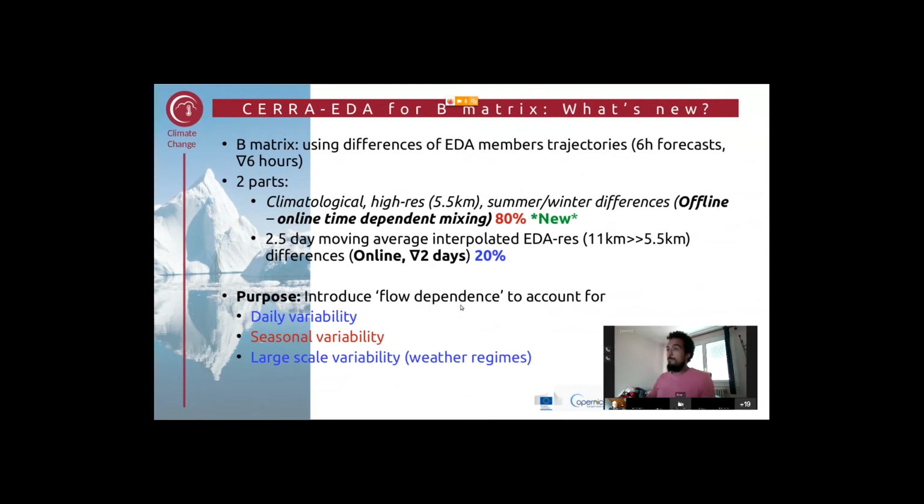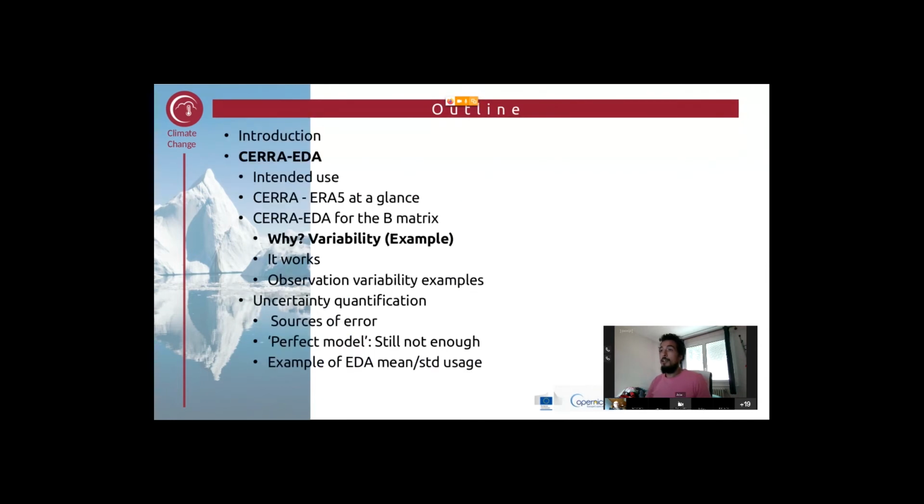And the purpose of each of these parts is the red one, which is the climatological one, is to address seasonal variability, okay? And the blue one, the online EDA, is to address daily variability. And actually we found, which I'll show shortly, that it can account for large-scale variability, but that wasn't its intended purpose, but that's actually something that's come out of it that's quite good. So I'll show you some results on that shortly.